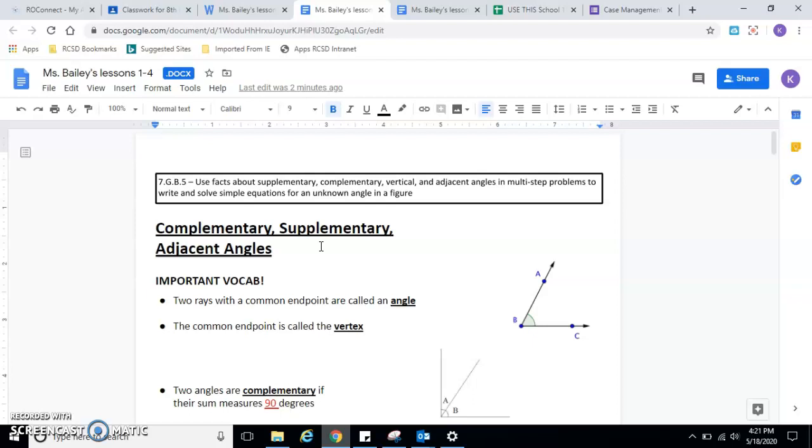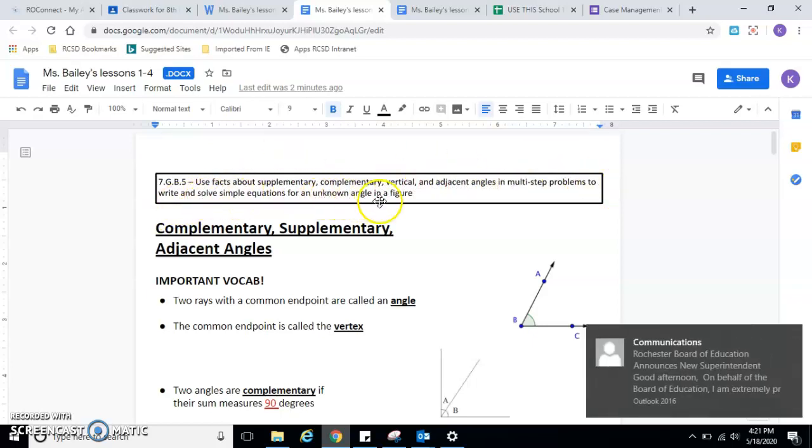Okay, so at this point you have already downloaded your assignment as a Google Doc so you can type it in. Okay, use the facts about supplementary, complementary, vertical, and adjacent angles in multi-step problems to write and solve simple equations for an unknown angle in a figure.